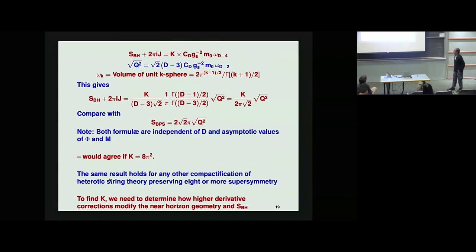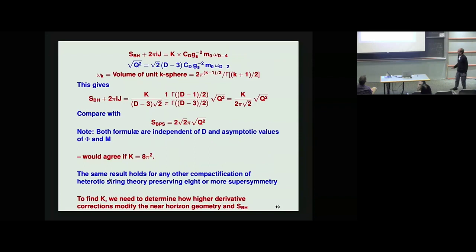So now let's collect the results. We argued that this combination has this structure over here, and now we also recall that square root of q squared had this formula. Omega_k is the volume of the unit k sphere, and now we have to write this formula, because in one case you have omega_{D-4}, in the other case you have omega_{D-2}. So from this we get this combination. I rewrite this in terms of square root of q squared, and we see that all the D dependence cancels. And I just get k over 2 pi square root of 2 times square root of q squared.